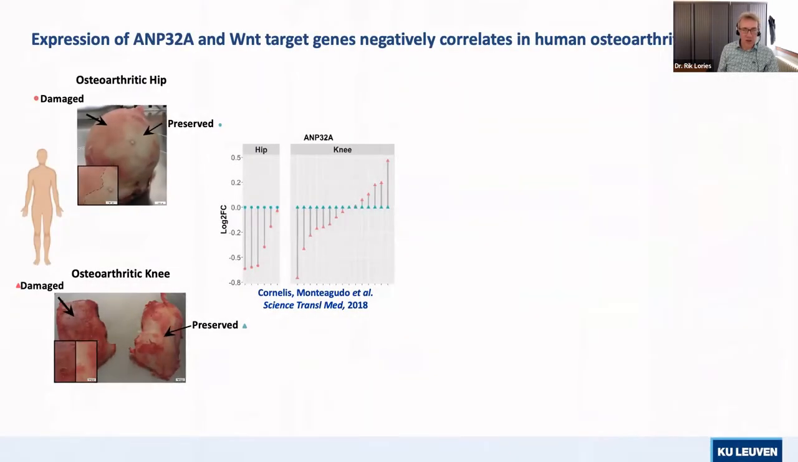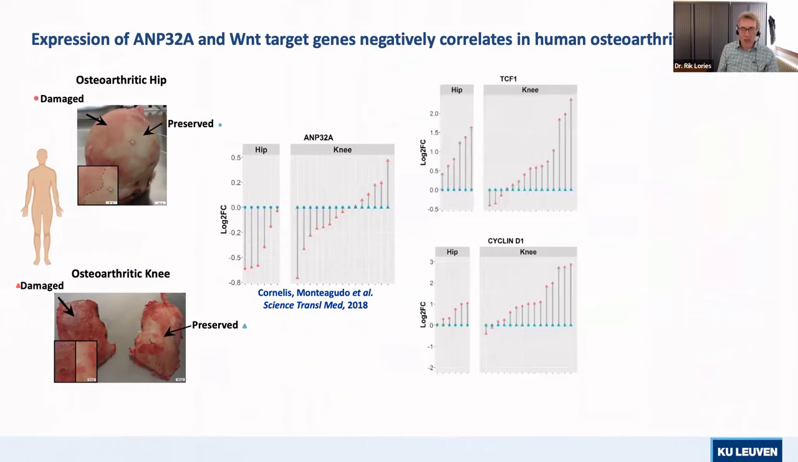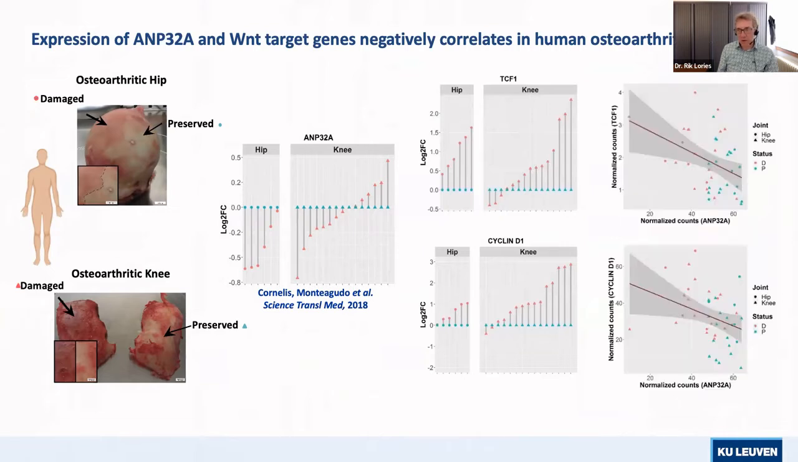Well, we noticed that within knees and hips of patients with OA, the levels of AMP32A were much lower in the damaged areas compared to the preserved areas, and that they were also lower in the osteoarthritic knees as compared to the healthy knees. And in this context, we found a strong correlation with the expression of Wnt target genes, but in the opposite way. No AMP, high Wnt activation; high AMP, low Wnt activation.